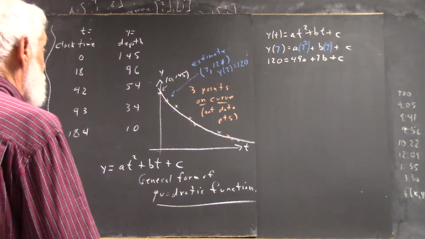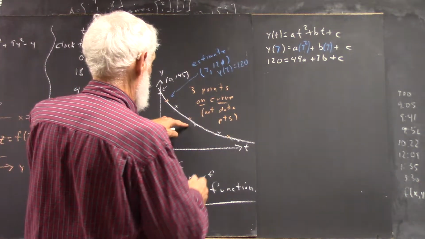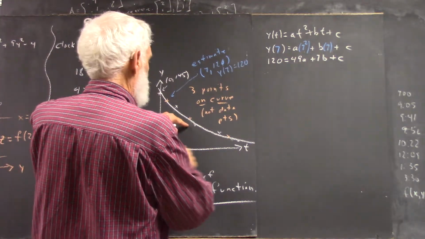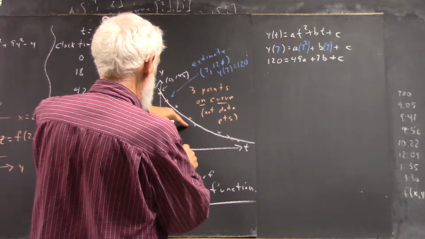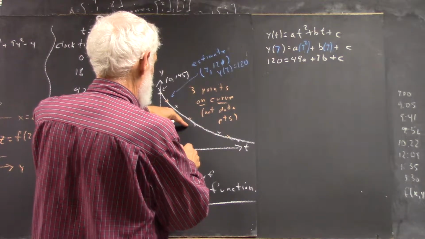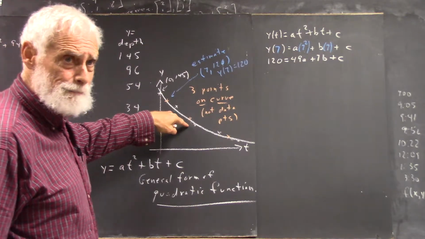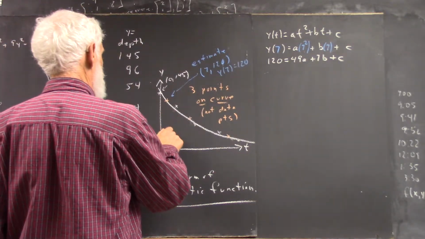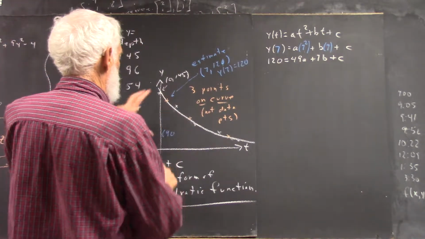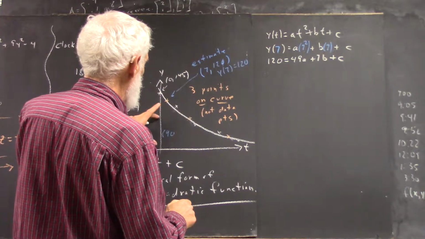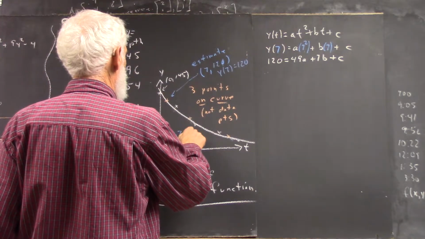Okay, now let's estimate another point. This point here, let's see. If this is 184, that looks like it's about I'd say that's about 90 on the t-axis. So I'm going to say that's about 90. And if this is 145, half of that would be about there. I'm going to say it's 90, 70.